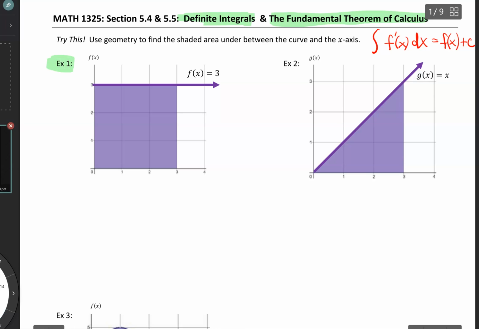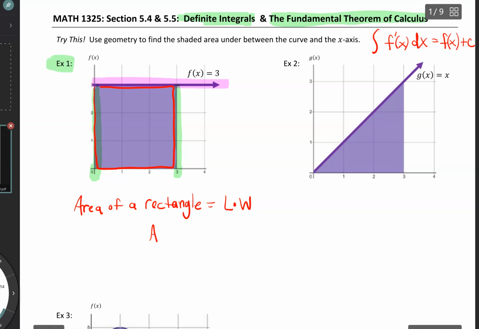So let's look at example 1. If I wanted to find this shaded area between x equals 0 and x equals 3 under the constant function 3, we can just use geometry, right? We have a formula that finds the area of a rectangle. We know this is the area of a rectangle, and that's just going to be length times width.